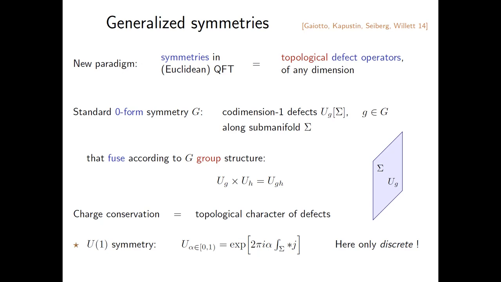The basic example is of a U(1) symmetry. In this case, we take the conserved current, we integrate it, we get the charge, and then the exponential of the charge is the unitary operator that implements the symmetry on the Hilbert space. And once again, the conservation of the charge gives that this operator is topological. However, here I will only consider discrete, or even better, finite symmetries, not continuous.